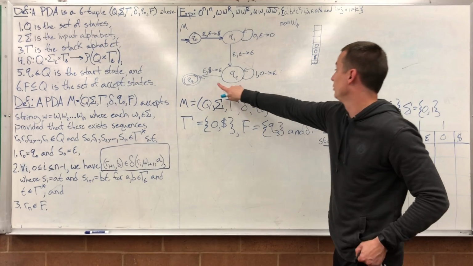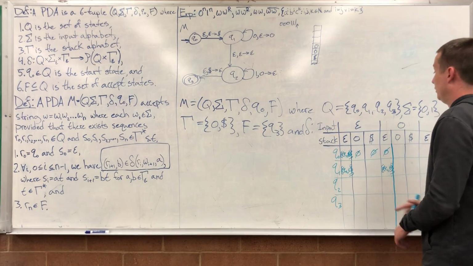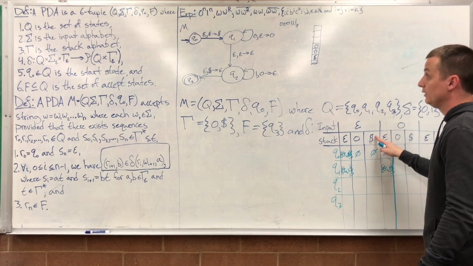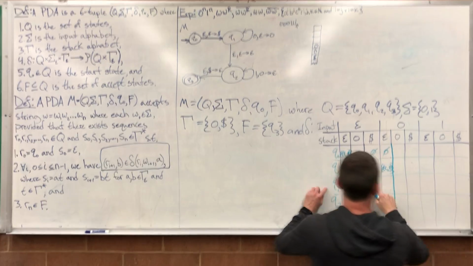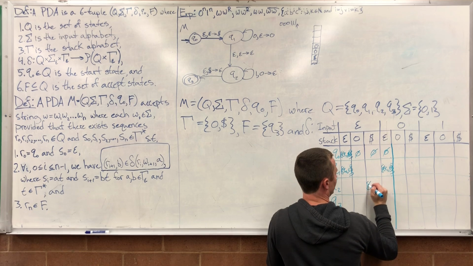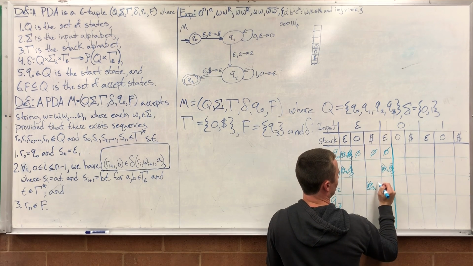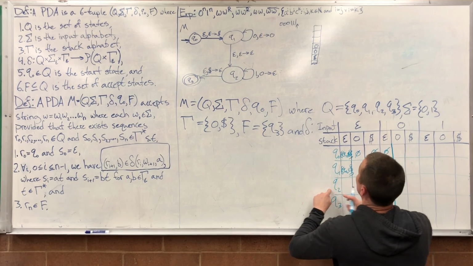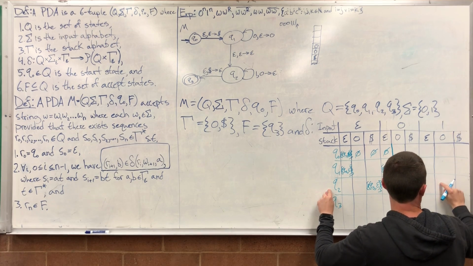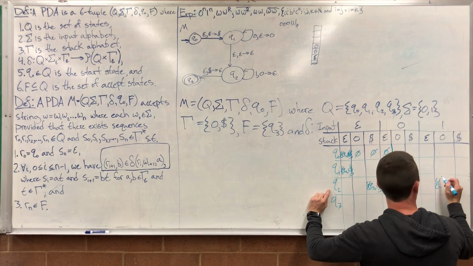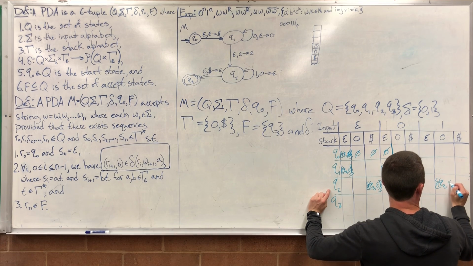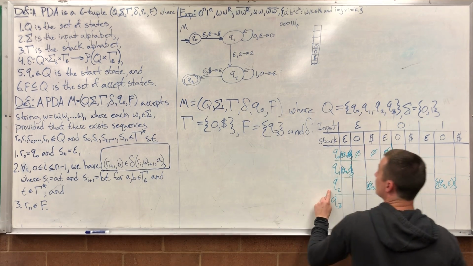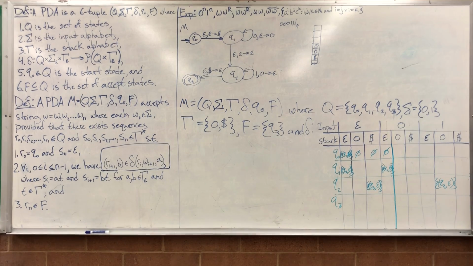Finally, Q2, we have 2 arrows again. So reading an epsilon, popping a $ sign, we can go to Q3, pushing nothing. Or reading a 1, popping a 0, we can go back to Q2, pushing nothing. Right? And then Q3 has no transitions out of Q3. So here is our full transition table.